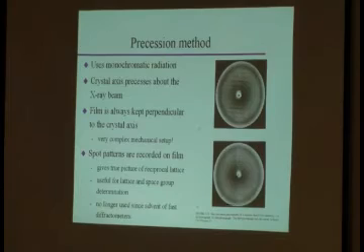Big step forward was actually a precession method. Once again, monochromatic radiation. In this case, the crystal axis precesses around the X-ray beam, thus the name. And the film is always kept perpendicular to the crystal axis. Now that means whoever builds that diffractometer has some work to do, okay? That requires quite some motors that talk to each other. So, mechanically very complex. The big advantage is this was the first method that gave you a direct view of the reciprocal lattice. Okay?